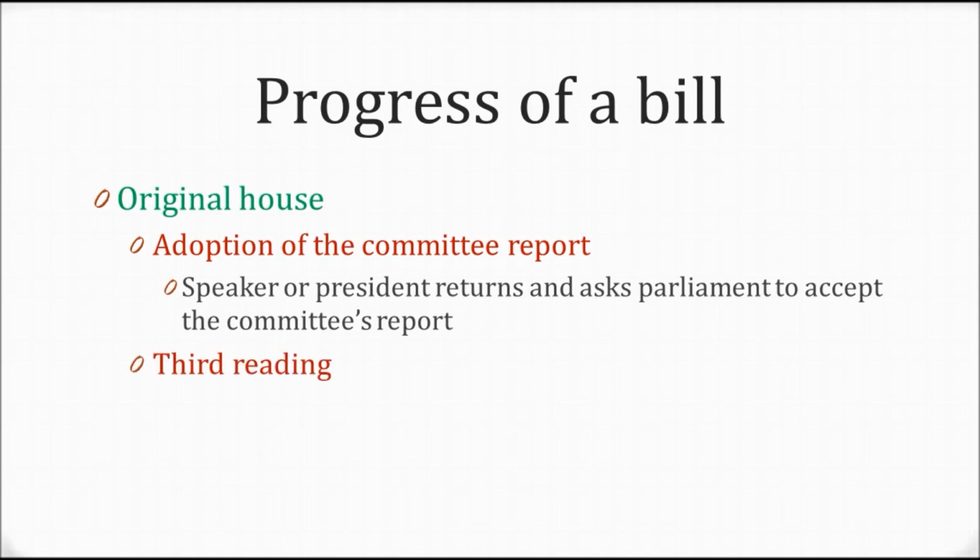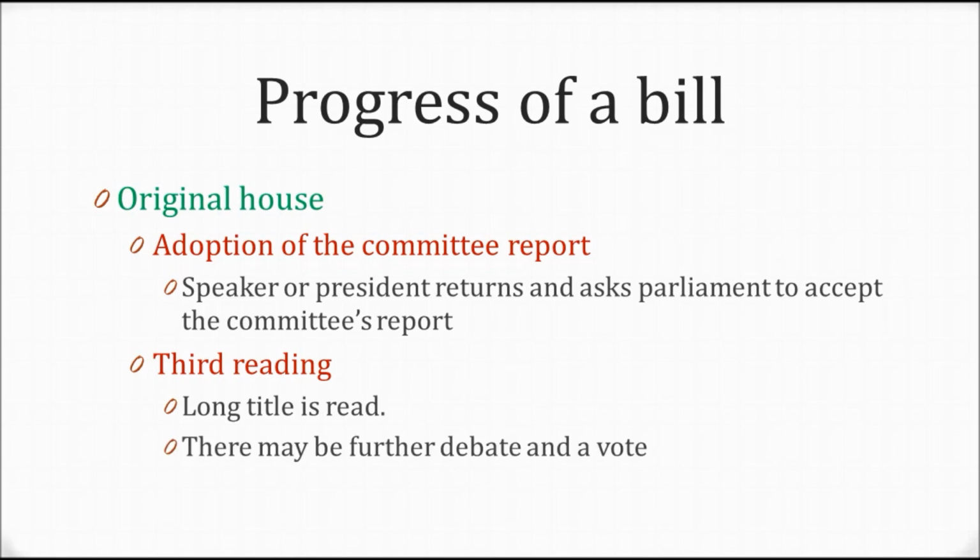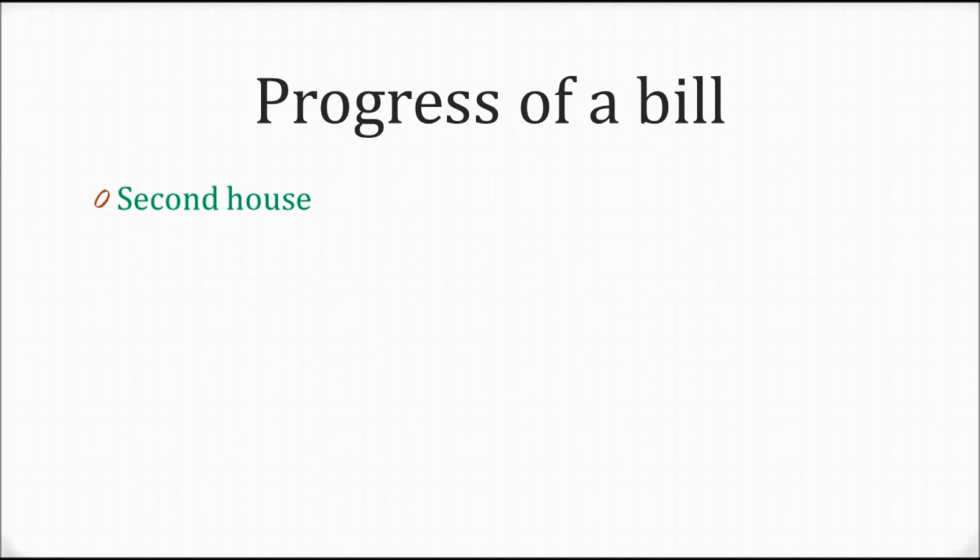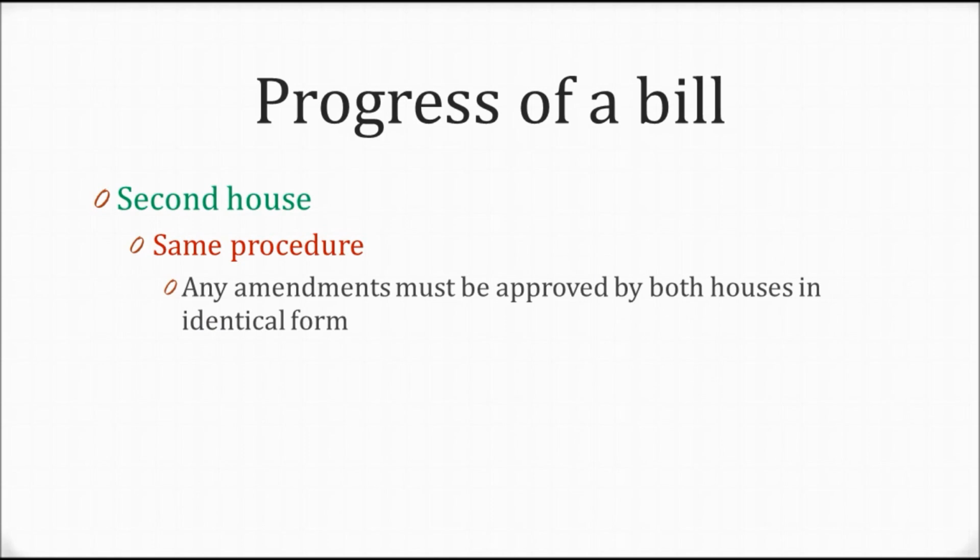Then we go to the third reading stage. The long title is read again. There can be further debate and a vote, and if that vote is successful, the bill is said to have passed the original House. When we go to the second House, it's the exact same procedure as in the original House. Any amendments that are made to the bill need to be approved by both Houses in identical form. So if the second House makes amendments, it needs to be sent back to the lower House and goes through the whole procedure again. We then go to certification.